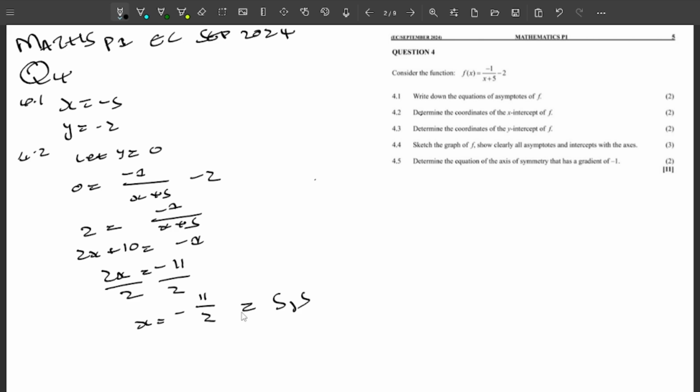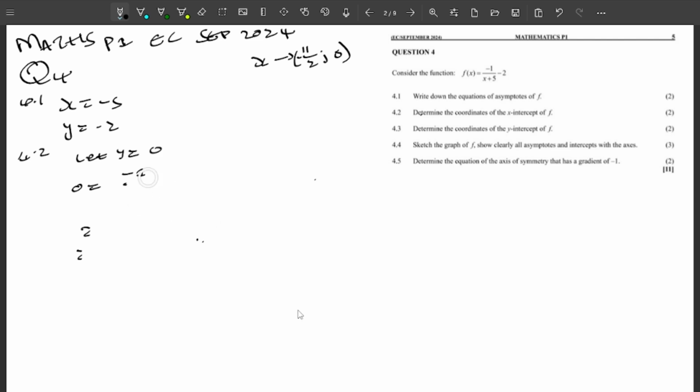Right, so this means the coordinates are minus 11 over 2 and 0. I'm going to write this down, since I can see they said we should sketch a graph in the last question, so that we can have all of the data. For 4.1, I'm not going to erase the equations of the asymptotes because we're going to need them also.